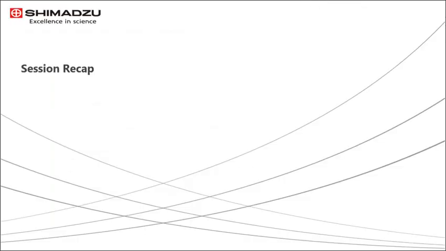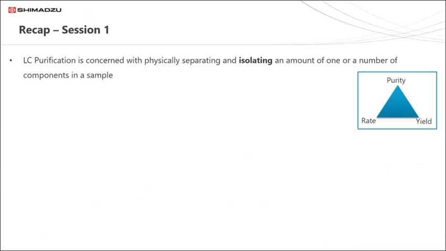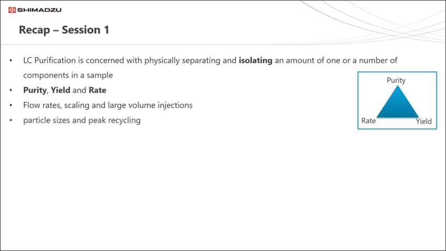A quick session recap. In session 1, we said preparative LC is concerned with physically separating and isolating an amount of one or a number of components in a sample. We discussed the relationship between purity, yield, and rate. We looked at the effects of flow rate, scaling, large volume injections, particle size, and peak recycling techniques.